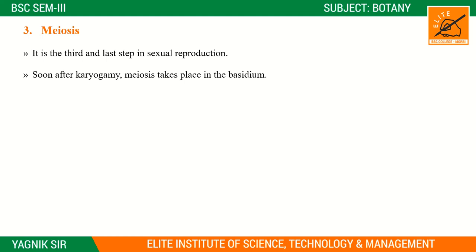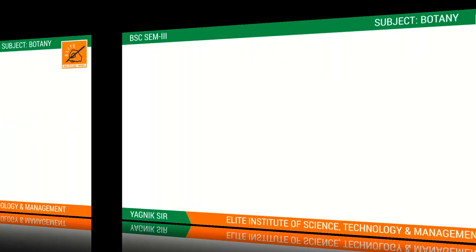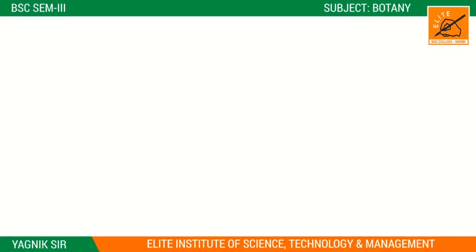Now that the diploid nucleus has formed, obviously what happens next? Meiosis happens, right? So here the basidiospores are thus formed in the basidium, and then the haploid nuclei are formed, right? Development of the basidiocarps. We will study this topic in the next lecture, right?